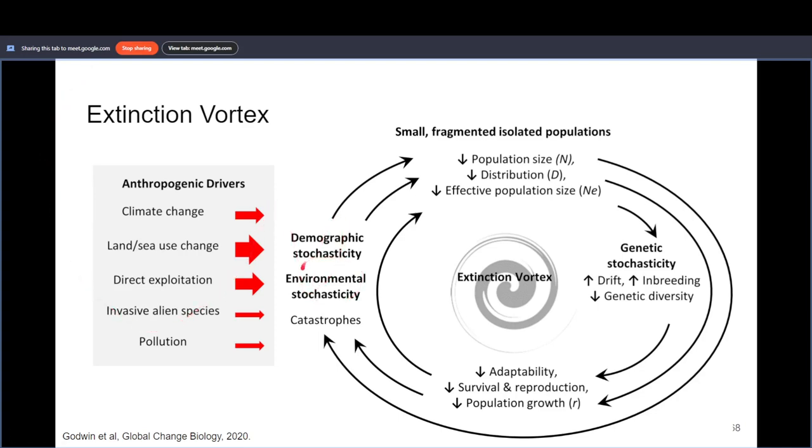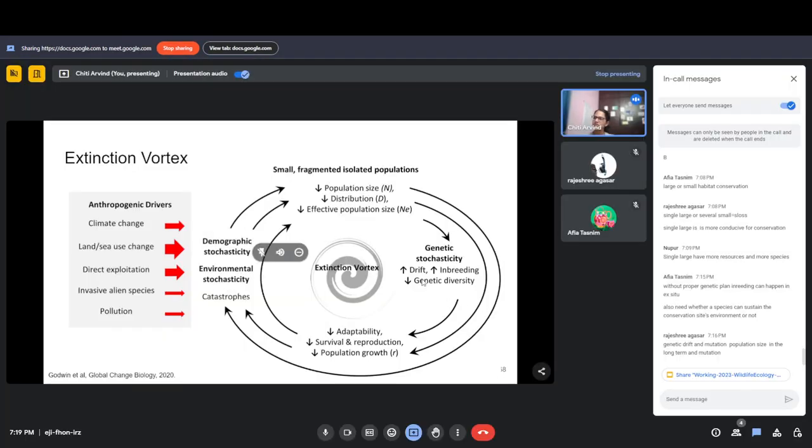So moving back to our figure, such random effects lead to fragmented populations. And what happens when populations are fragmented? You have a decrease in population size, and their distribution also decreases. Now this decrease in population size leads to genetic randomness or genetic stochasticity. Rajeshri just mentioned genetic drift out here. Rajeshri, would you like to explain what is genetic drift? And anybody else, inbreeding and loss of genetic diversity? So it says increase in drift, increase in inbreeding, and loss in genetic diversity.